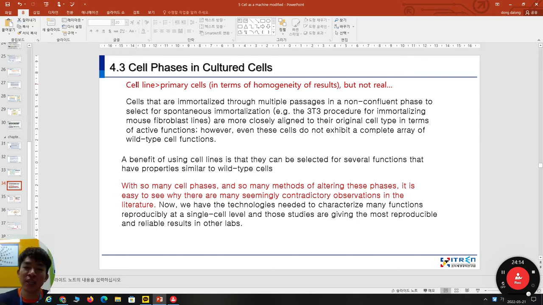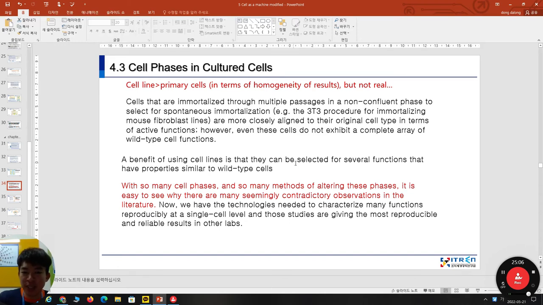But we cannot say that this feature in a cell line perfectly matches primary cells, because cell lines are anyhow derived to have homogeneous cell behavior from continuous cell culture, right? Sometimes they are artificially immortalized, or immortalized by virus, or sometimes they are spontaneously immortalized by continuous subculture. So cells that are immortalized through multiple passes, to select for spontaneous immortalization, let's say the 3T3 procedure, are more closely aligned to their original cell type in terms of active function. However, even these cells do not exhibit a complete array of wild-type cell function.